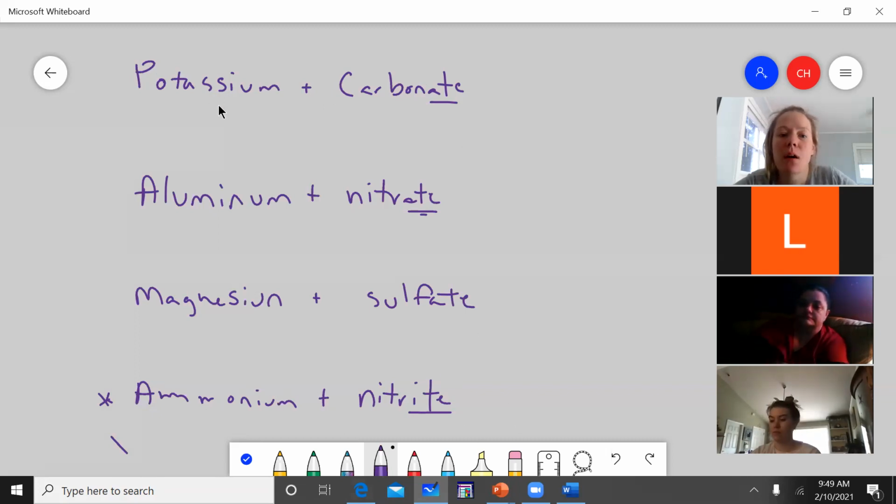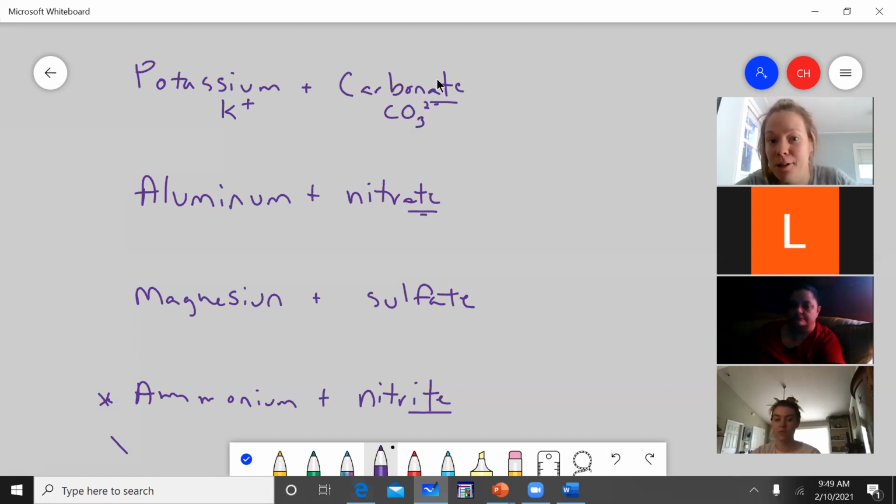So we've got potassium and carbonate. Start off by writing the symbol with its appropriate charge. So potassium gets a 1+. Why? Because it's in column 1 on your periodic chart, okay? Carbonate, CO3, and its charge is 2-. Why is it 2-? Because that is just the definition of carbonate.